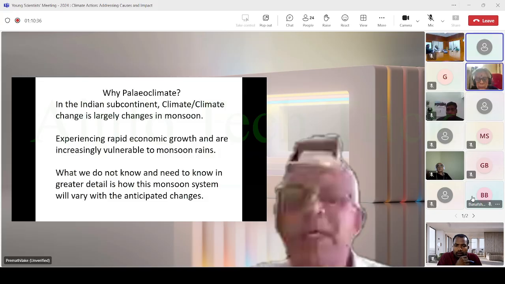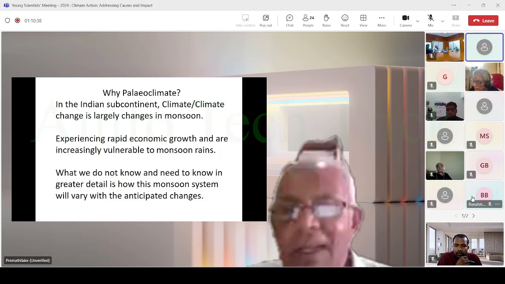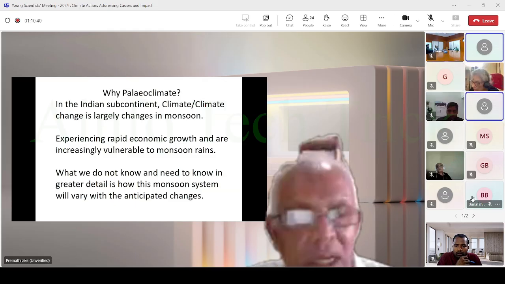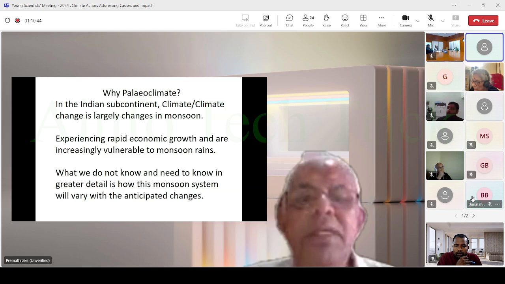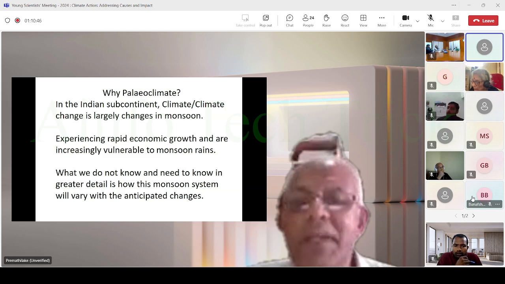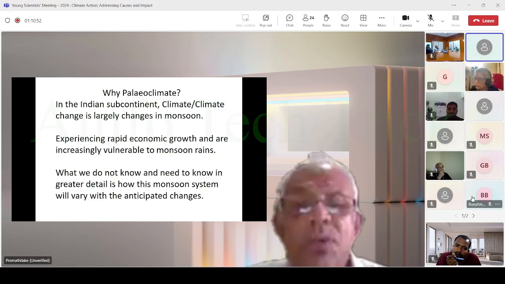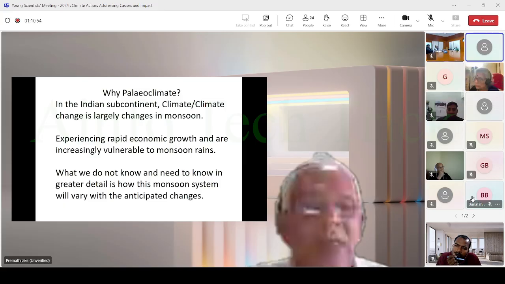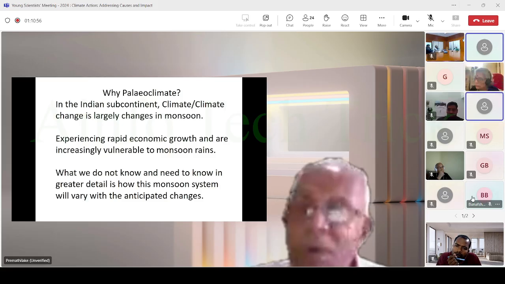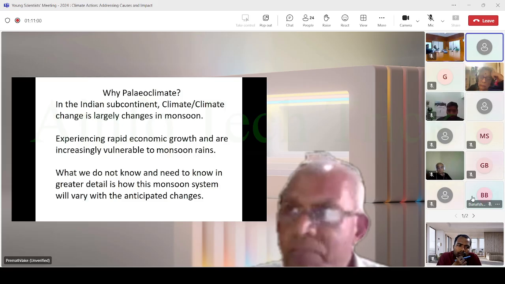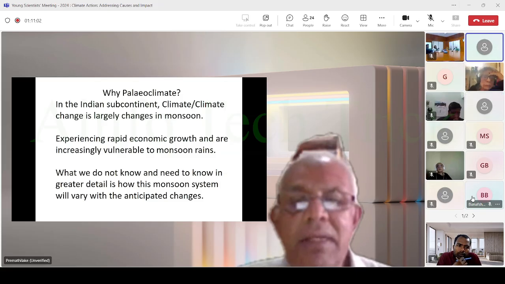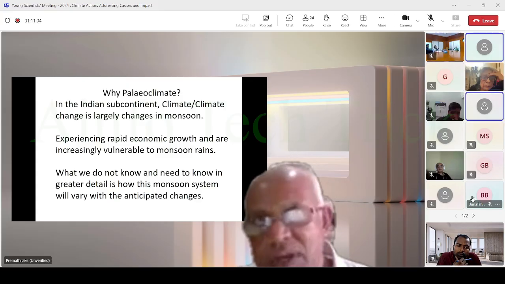which has happened very recently, quite a heavy monsoon and monsoon-associated events which make a huge impact on our area. And it is extremely important to understand how the monsoon has worked in the past. What we do not know, and we certainly know some, but we need greater detail of how the monsoon system has worked in the past, and it will also give us a better understanding of the anticipated changes. That's why we are looking at past climate.